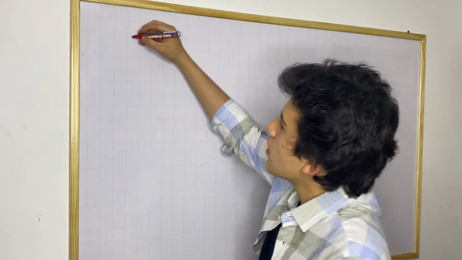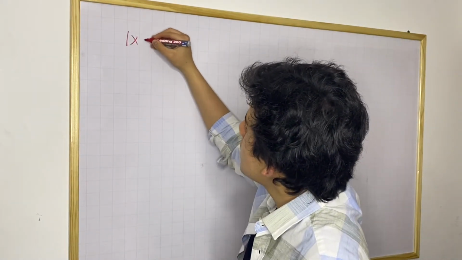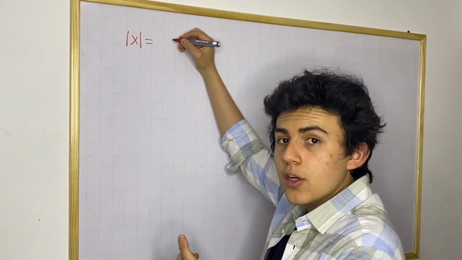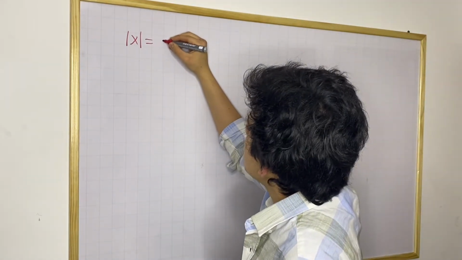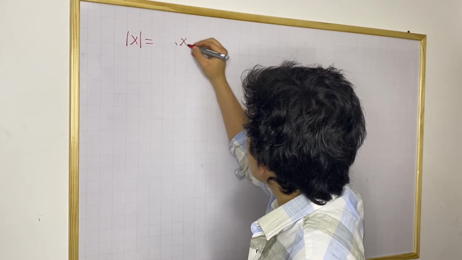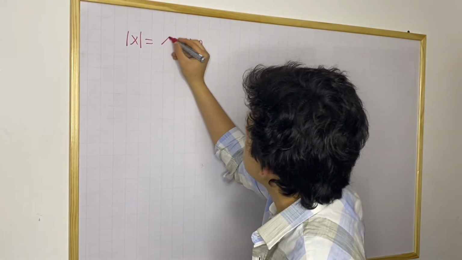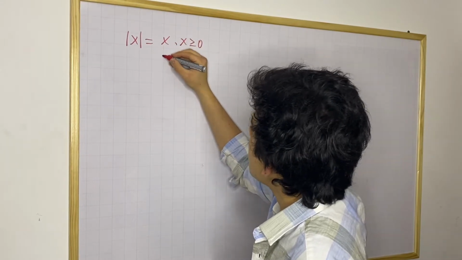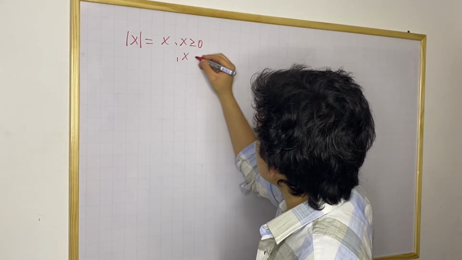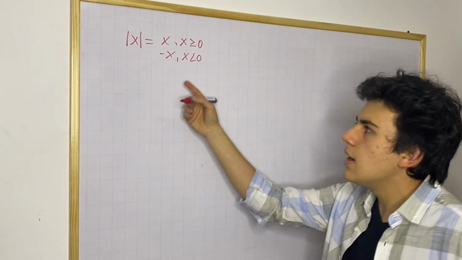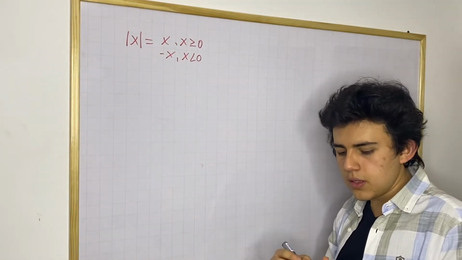So first of all, the absolute value of x is gonna be a piecewise function. When x is greater or equal to 0, then we're going to output x. And if x is smaller than 0, so x is negative, then we're going to output negative x. This is the definition of the absolute value function.